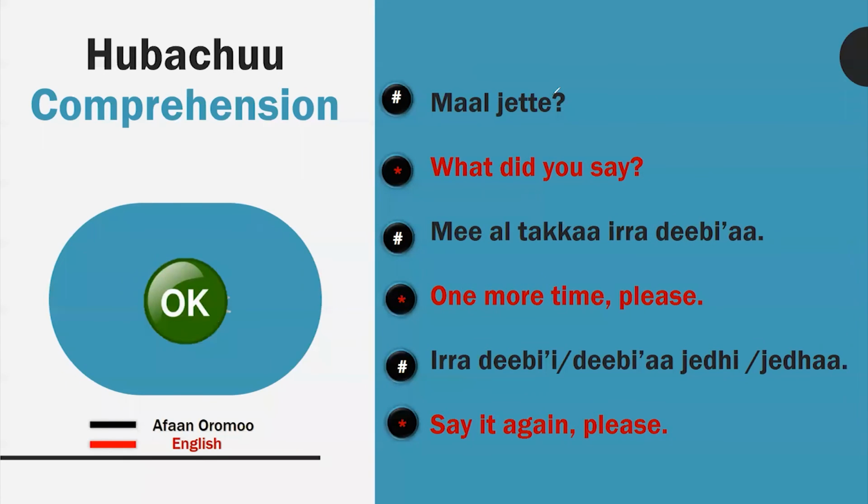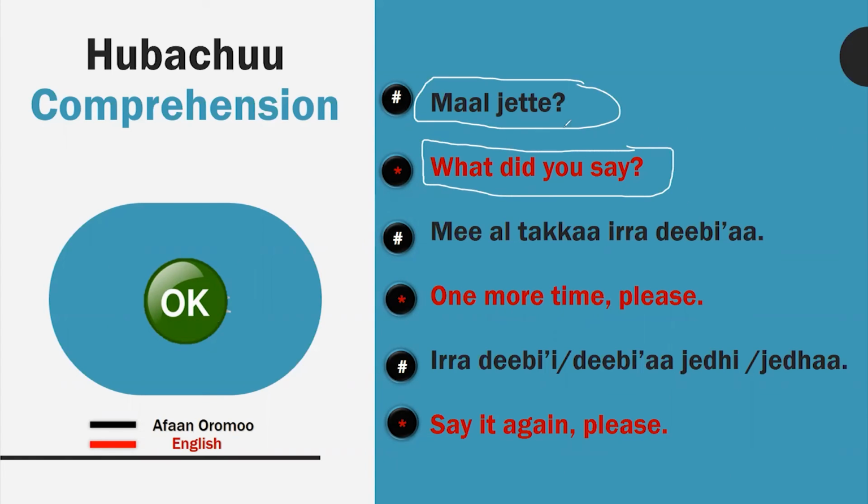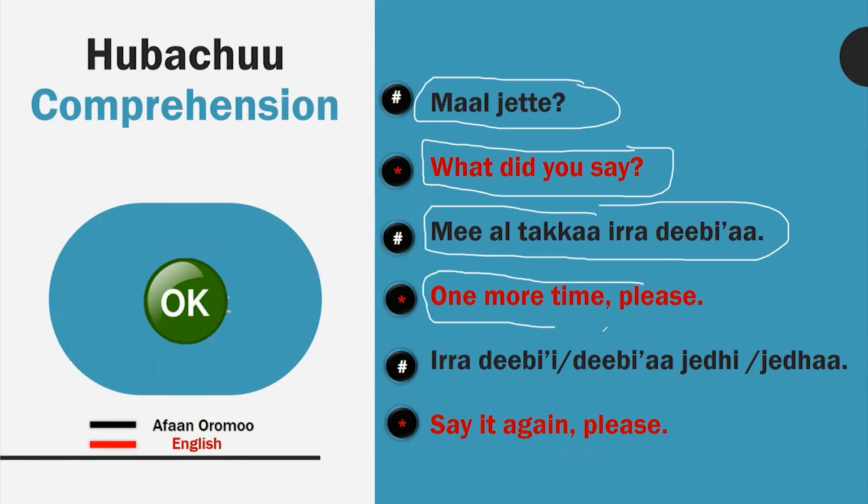Next is mal jette. Mal jette means what did you say? What did you say means mal jette. The next, me altaka irradibia. Me altaka irradibia means one more time, please, or say it again, like that, okay?